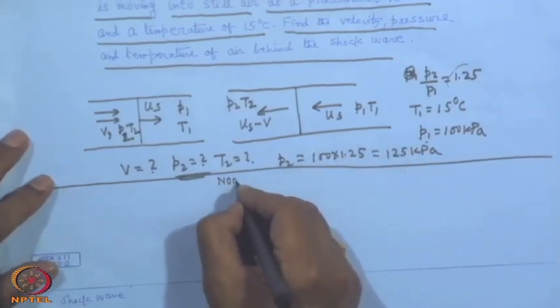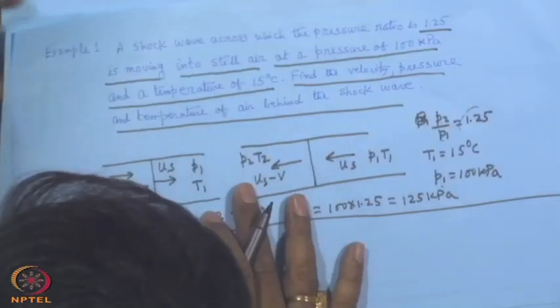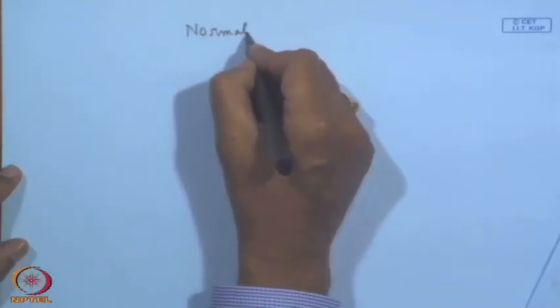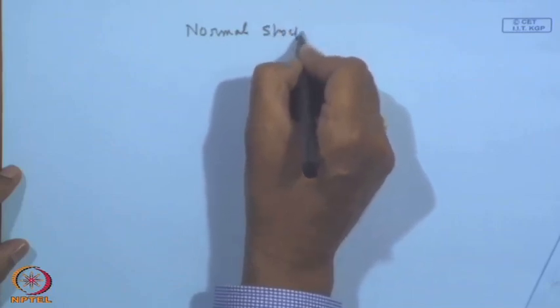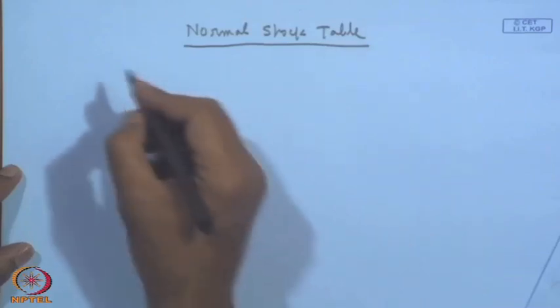A normal shock table, how does it look like? You can see it in any book. I will show you, probably I told you earlier also. A normal shock table looks like that.